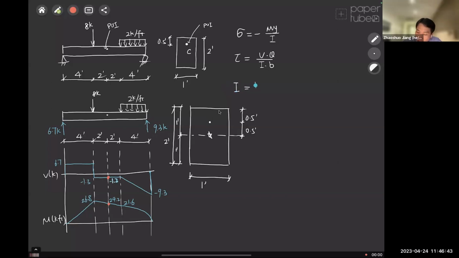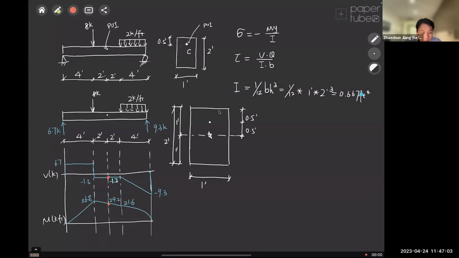The I is equal to 1/12 b h cubed. That is 1/12, the b is 1, the h is 2 to the third. That would give us 0.667 feet to the fourth. Right. That is the moment of inertia.